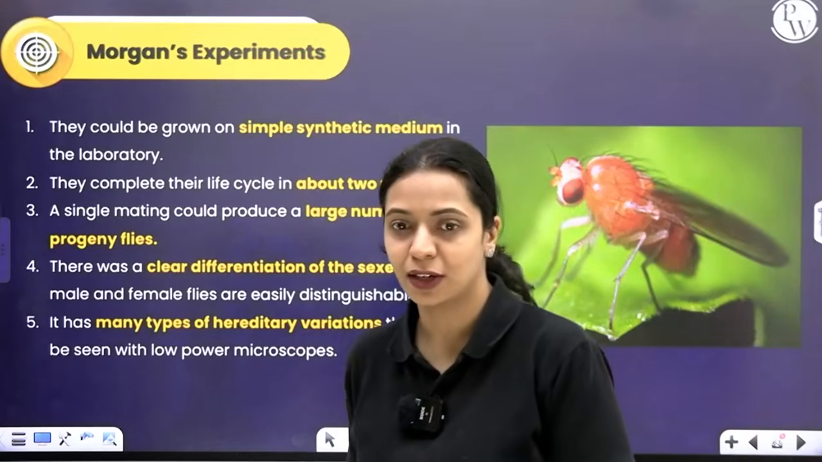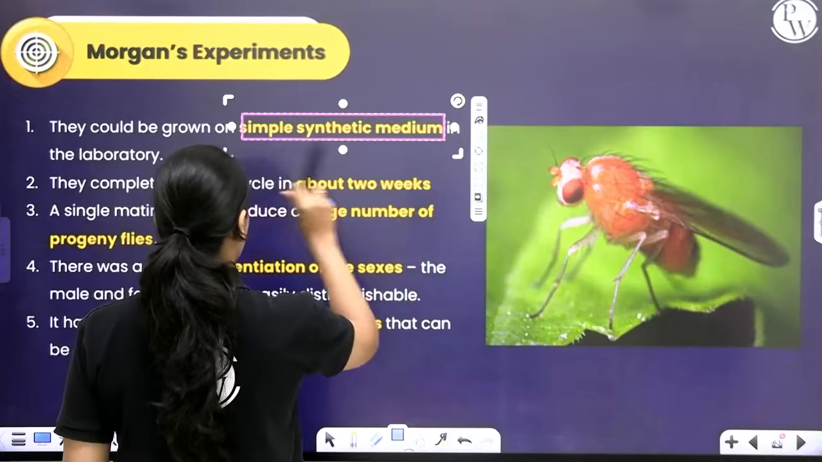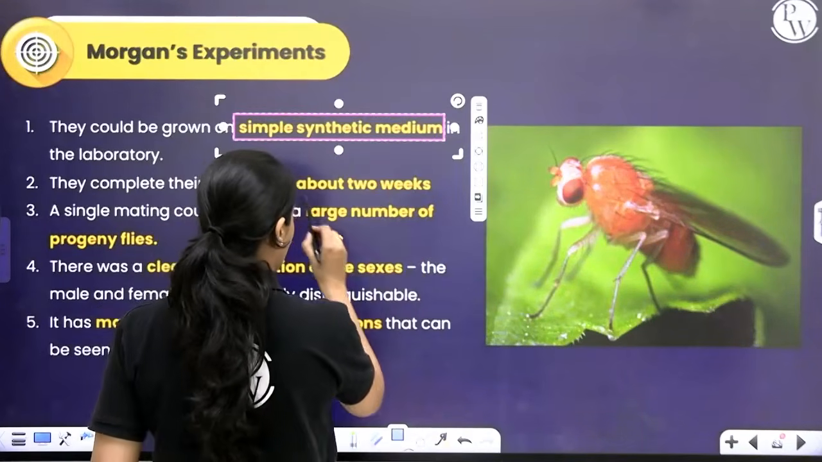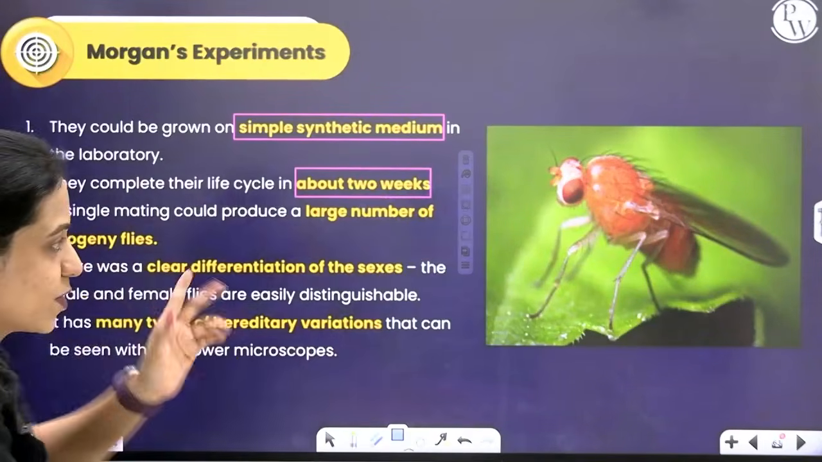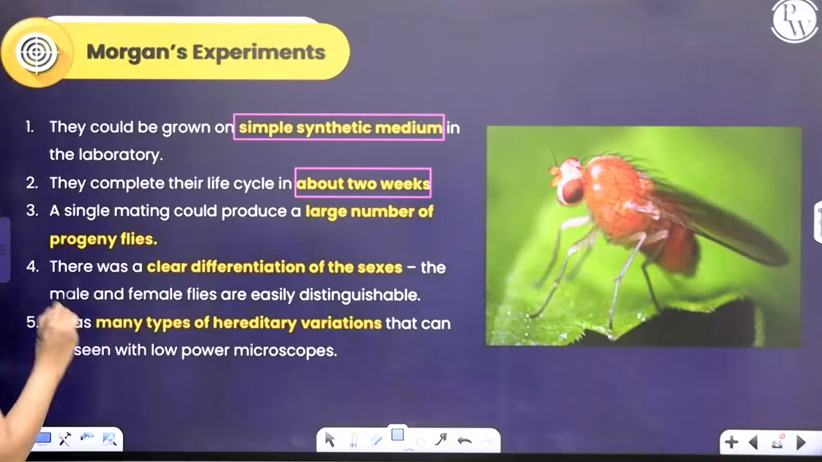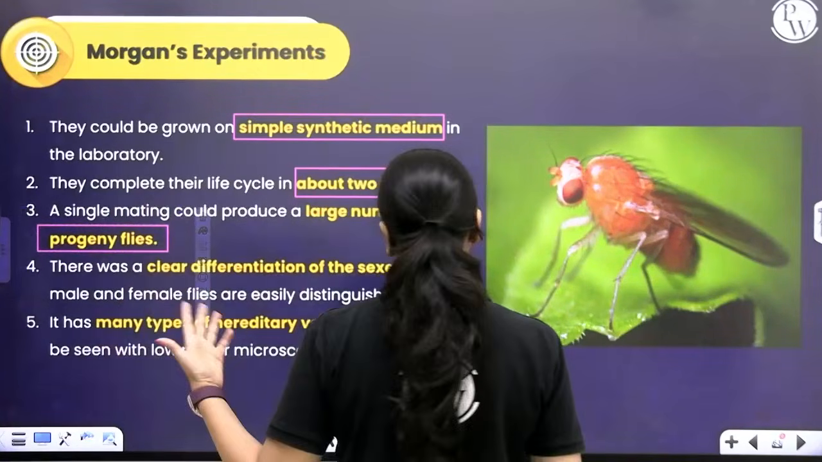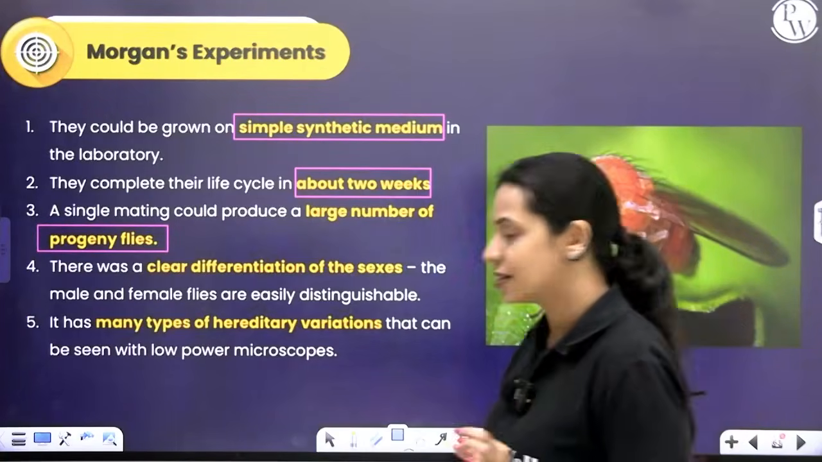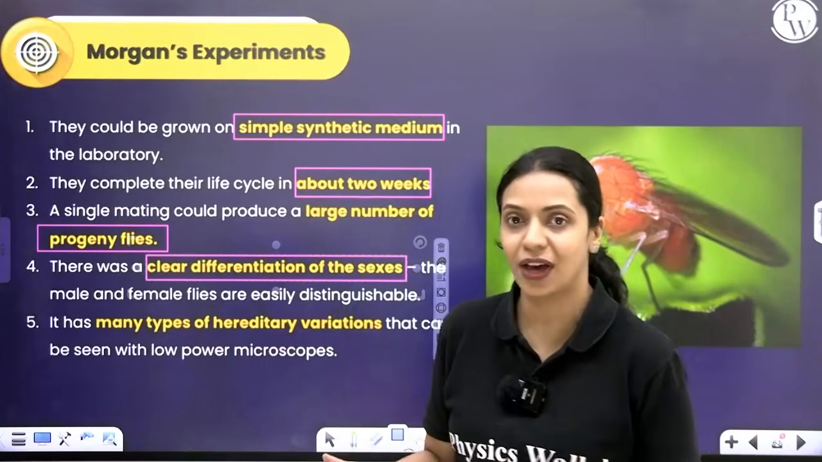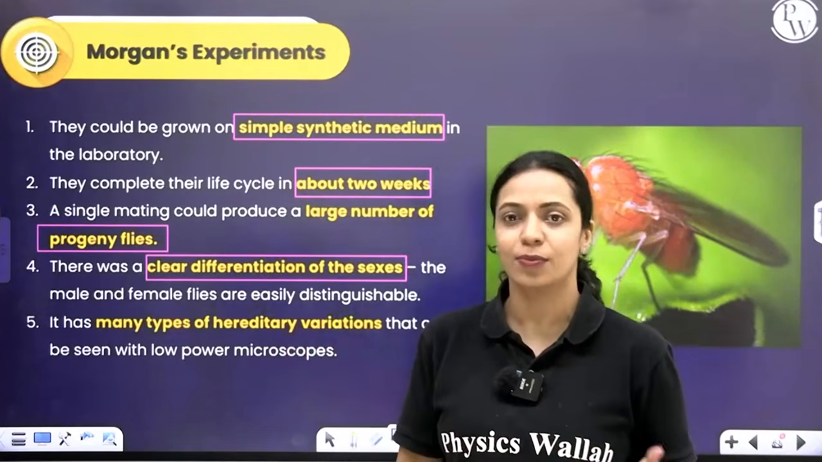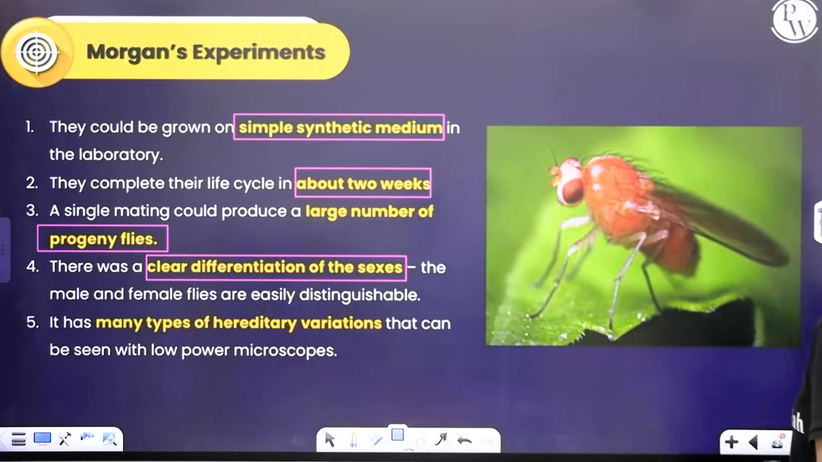For the same reasons that Mendel chose pea. It can be grown very easily on a very simple synthetic medium, not much effort there, not much hassle. And they also complete their life cycle in around 2 weeks itself. So they have a short lifespan and life cycle. After just one mating, they produce many progeny flies, like how peas produce so many seeds. Here there was a very clear distinction between sexes. The males and females could be very easily distinguished, and they also had a lot of characters with opposing traits that were easily observable with a low power microscope itself. So that is the reason he chose the fruit fly.